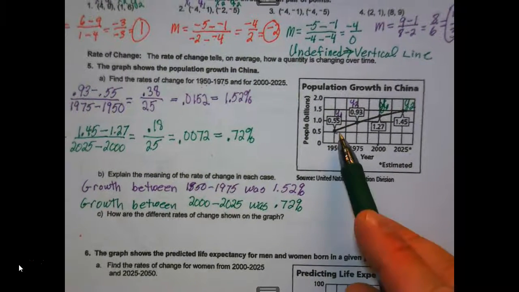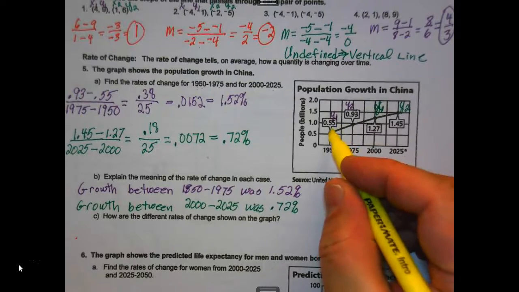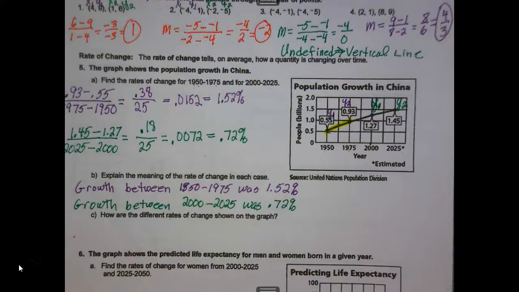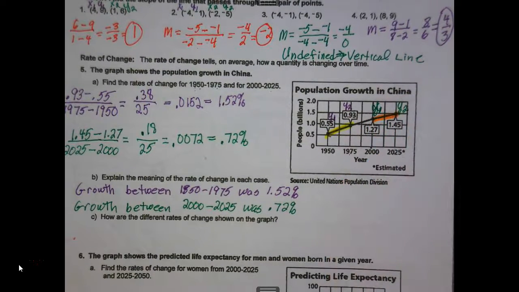Well, from here to here, now we're looking at between 1950 and 1975, right? And we're looking at 2000 and 2025. Now, you're supposed to say something about the steepness of those slopes, but it's pretty hard to tell. It's easier to tell with the numbers, the percentages. The slope or the rate was higher between 1950 and 1975, right?